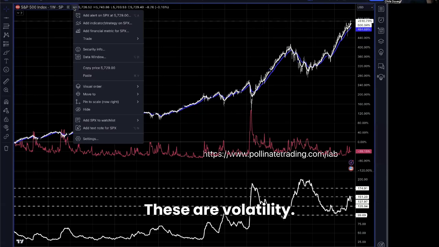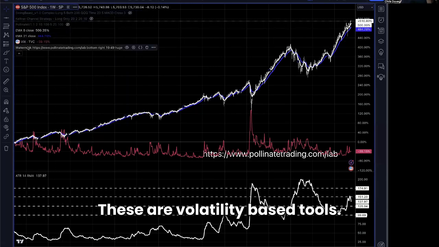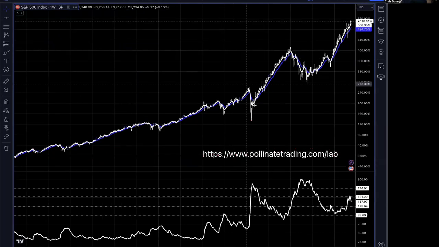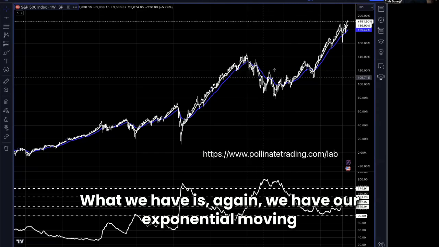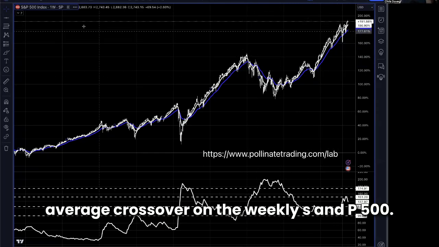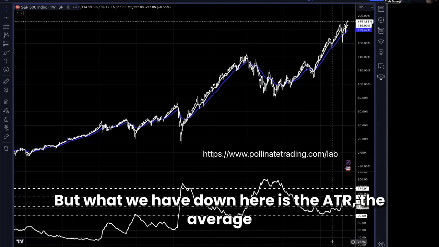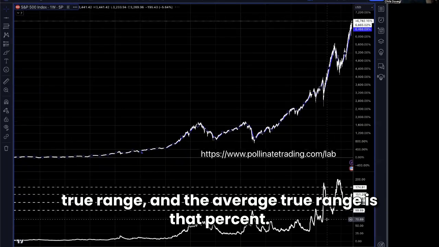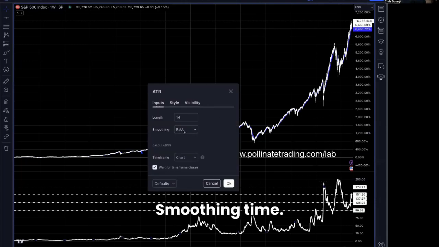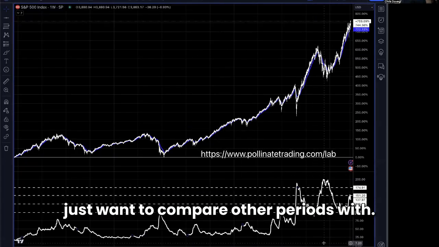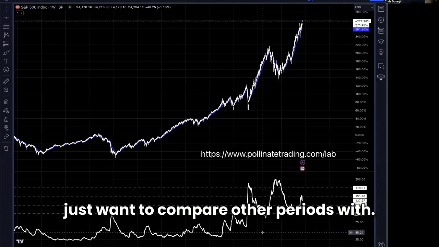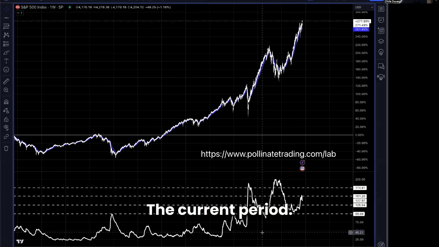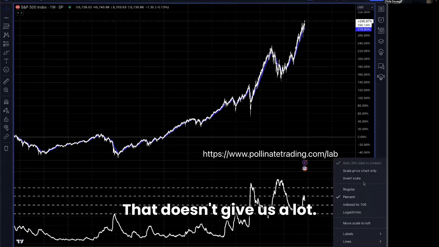These are volatility-based tools. So again, we have our exponential moving average crossover on the weekly S&P 500. But what we have down here is the ATR, the average true range. And the average true range is that percent smoothing time frame. But what you want to do is compare other periods with the current period. That doesn't give us a lot.